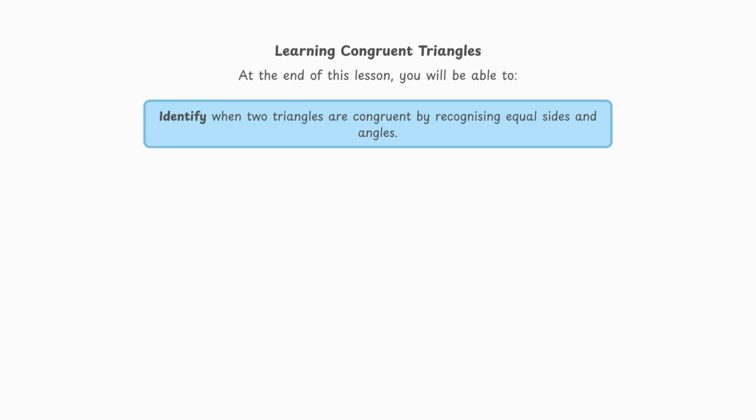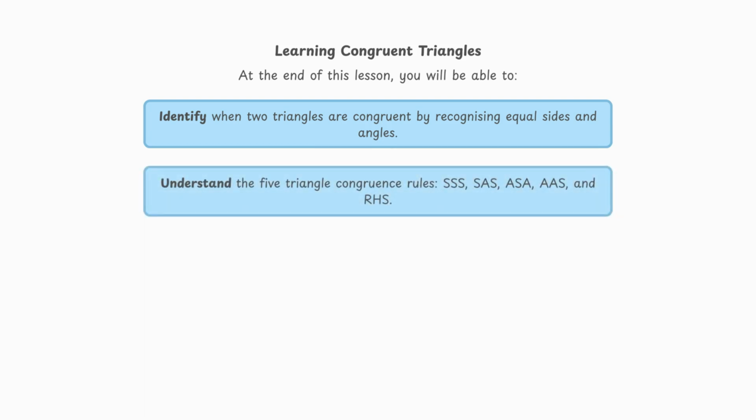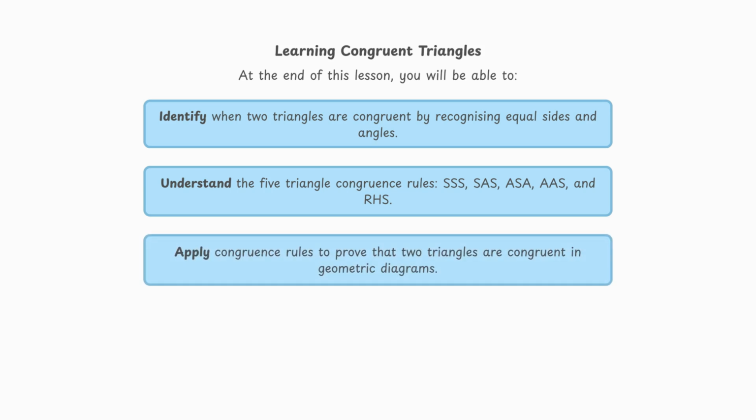Understand the 5 triangle congruence rules: side, side, side; side, angle, side; angle, side, angle; angle, angle, side; and right angle, hypotenuse, side. And apply congruence rules to prove that two triangles are congruent in geometric diagrams. Let's get started.